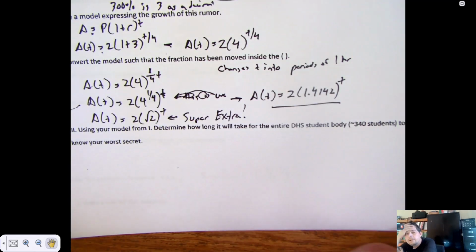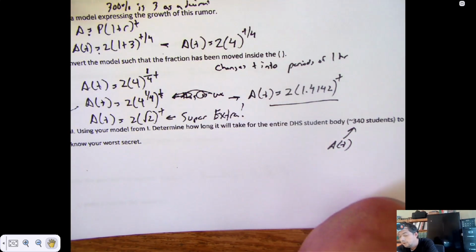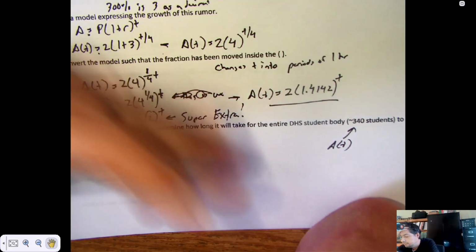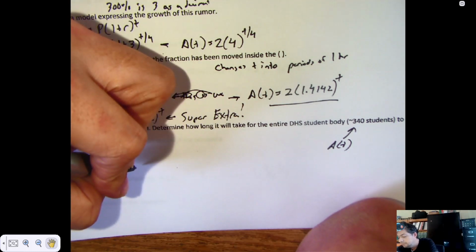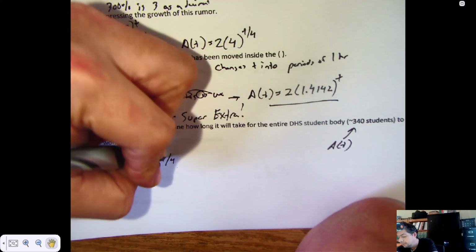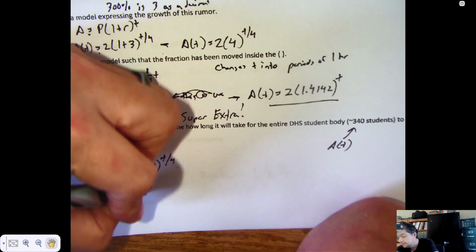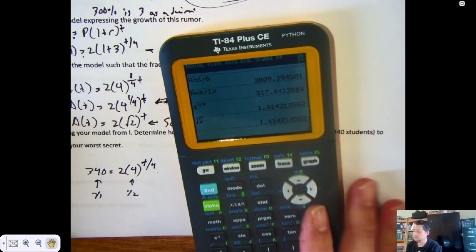All right, it says 3, using your model from part 1, because this is before you modified it, determine how long it will take the entire DHS student body, which is 340 kids, to know your worst secret. So this is the amount after time. Oh, and I didn't do a similar, well, it doesn't matter. We're using this new equation. So 340 is equal to 2 times 4 to the t over 4. And this is something that I can do a y1, y2 kind of deal with, because you guys don't know how to do this yet by hand. You don't. And you will, you just don't know how to do it yet.